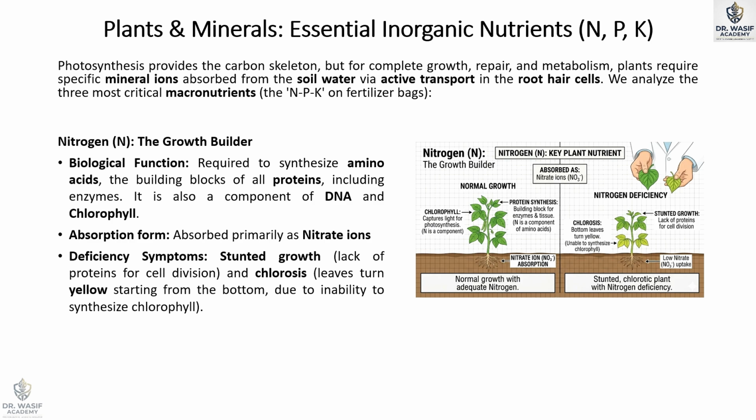symptom is chlorosis. Chlorosis is a fancy word for yellowing. Because the plant cannot make enough chlorophyll, the leaves lose their green color, usually starting from the bottom of the plant. Here you can see the example in this picture. This is the picture of nitrogen deficiency. This is the chlorosis. So if you see a small yellowing plant in the garden, you are looking at a nitrogen famine condition.